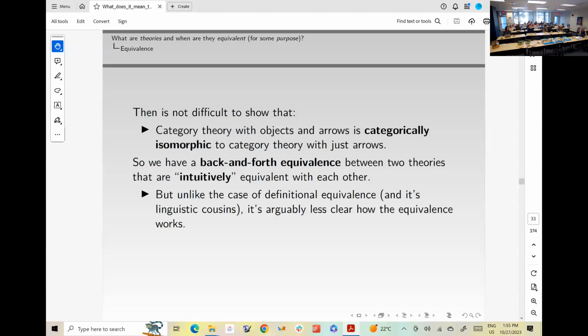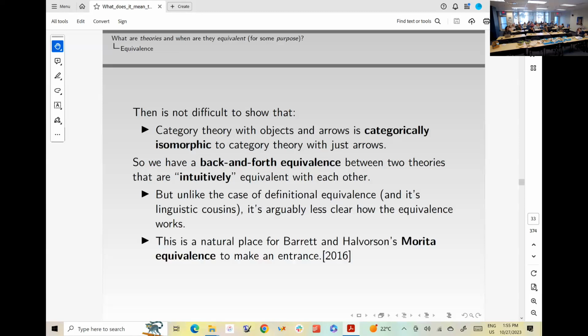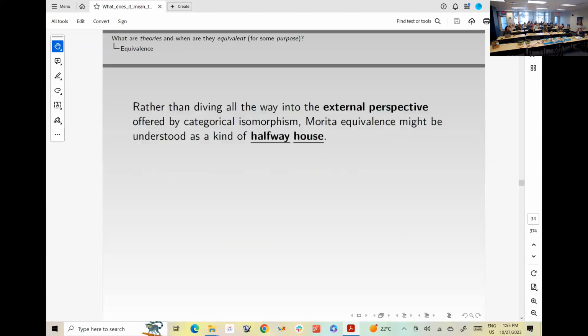So that's nice. But unlike the case of definitional equivalence and its linguistic cousins, it's arguably less clear how the equivalence works. So this is a natural place for Barrett and Halvorson's Morita equivalence to make an entrance. So I want to try and talk about that very briefly. So rather than diving all the way into the external perspective offered by a categorical isomorphism, Morita equivalence might be understood as a kind of halfway house.